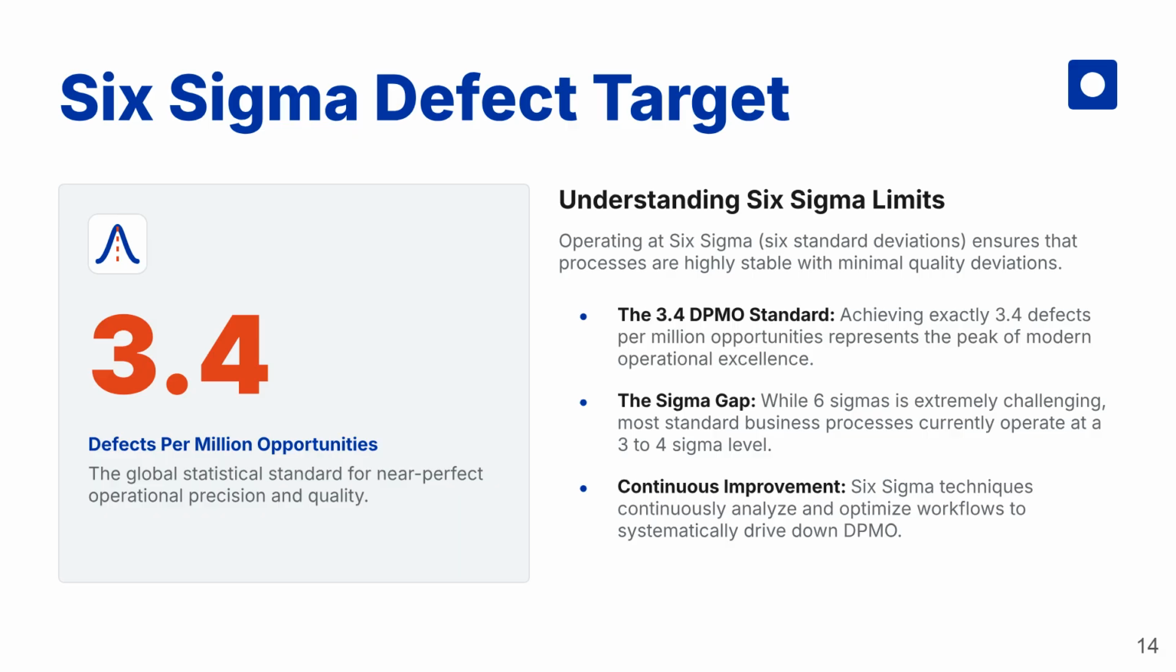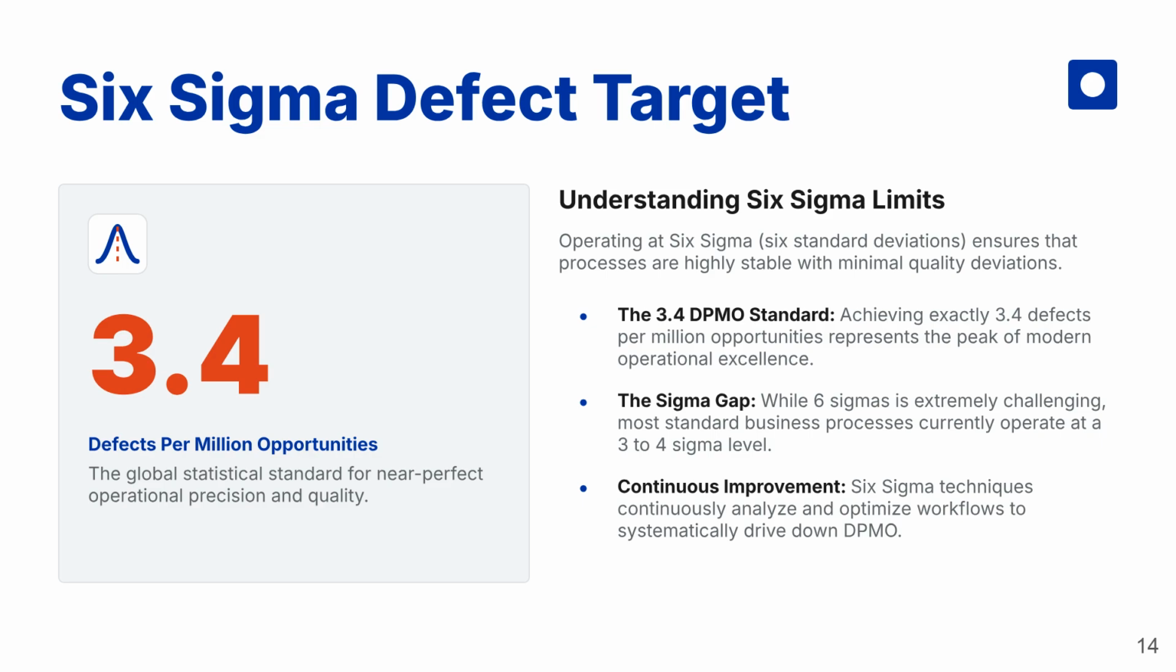services. One of the defining goals of Six Sigma is achieving an extremely low defect rate. This target is measured using a metric called defects per million opportunities, or DPMO. An opportunity represents any point in a process where a defect could occur. Instead of simply counting the total number of defects, Six Sigma measures how many defects occur for every 1 million opportunities, allowing organizations to compare quality across different processes.